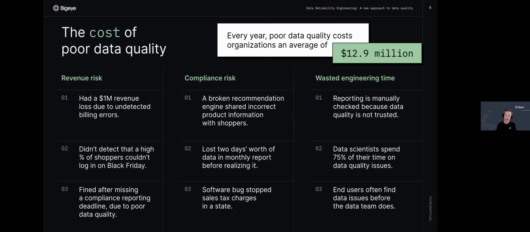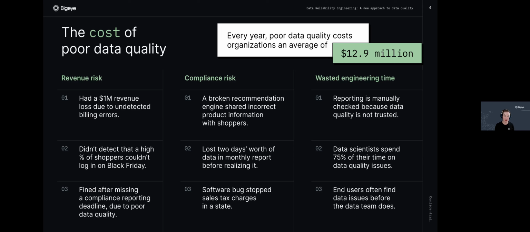Having a recommendation engine that actually interacts with shoppers. Reporting state taxes and financial reporting, even going all the way down to your investors if you are a founder. All of this has to do with data, and if your data is poor quality, you're not going to do the right things.